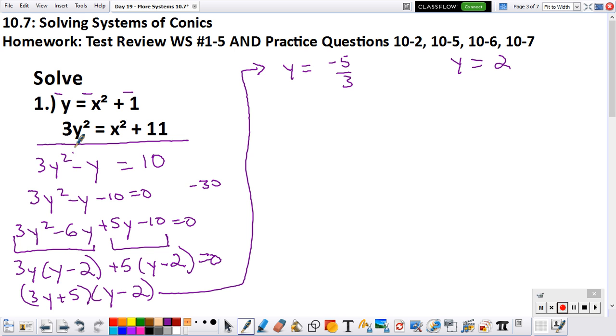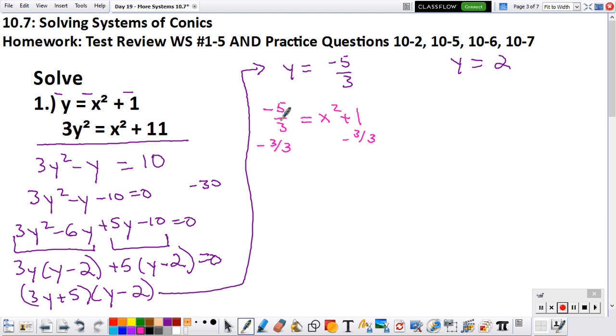So let's plug in the negative 5/3 first. See what happens, because I know you're all about ready to pee your pants because it's a fraction. I got you, homie. So we got negative 5/3 equals x squared plus 1. We'll subtract the 1, so I'm going to kind of subtract 3/3 because it's easier to think about.